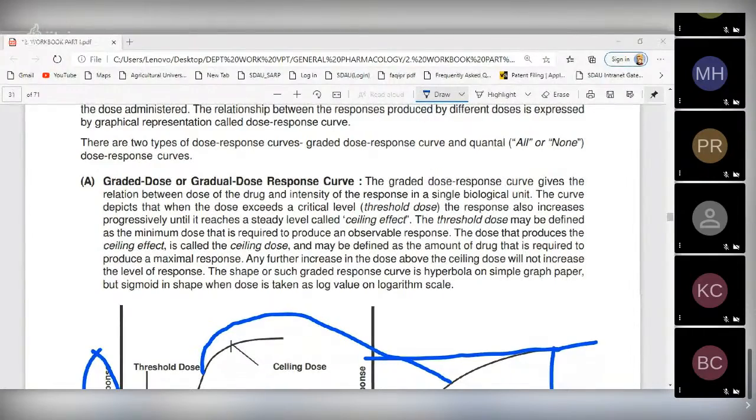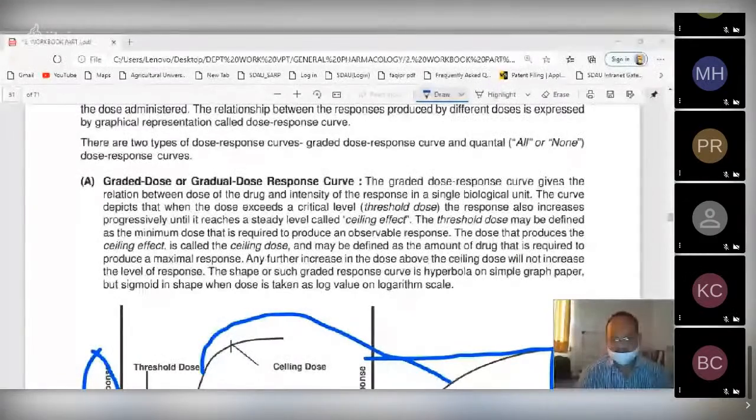Simply you have to measure the response and prepare the graph as shown in the figure. On the x-axis you plot the dose, on the y-axis you plot the response. If you do like this, you will get the dose response curve. The shape of the dose response curve on simple graph paper is the hyperbola. But if you convert the dose into the log dose, and again plot the graph, that is log dose on x-axis and response on y-axis, then the shape will be converted from hyperbola to sigmoid shape.